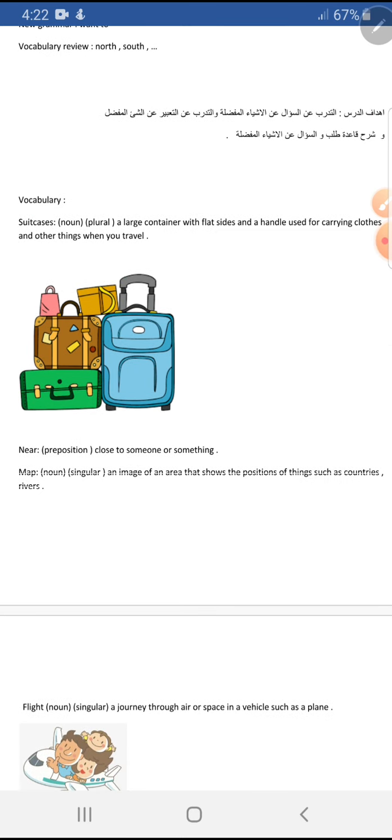So now let's move to the vocabulary. We have suitcases, noun, plural: a large container with flat sides and a handle used for carrying clothes and other things when you travel. So as you see here, this is a picture of suitcases. We use suitcases for carrying clothes and other things when we need to travel.